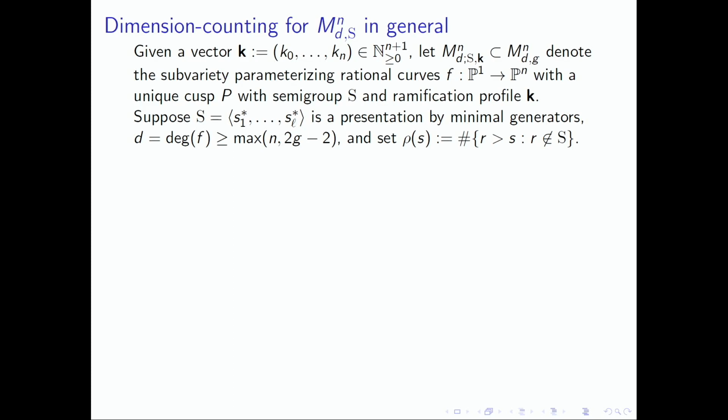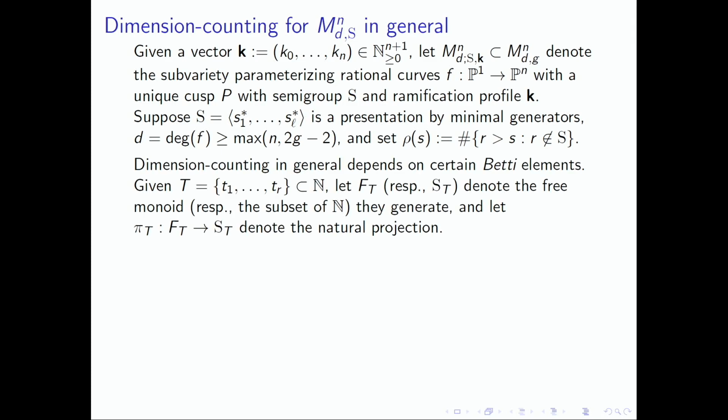We start with a representation of our semigroup in terms of minimal generators. And then you notice this function rho, this arithmetic function that, for a given number S in the semigroup, computes the number of elements strictly greater than S in the complement of the semigroup. So that arithmetic function rho is one ingredient. Another one is what are known as Betti elements, the primitive elements that completely determine the factorization structure of arbitrary elements in the numerical semigroup.